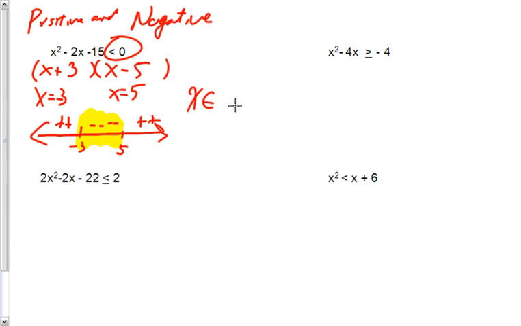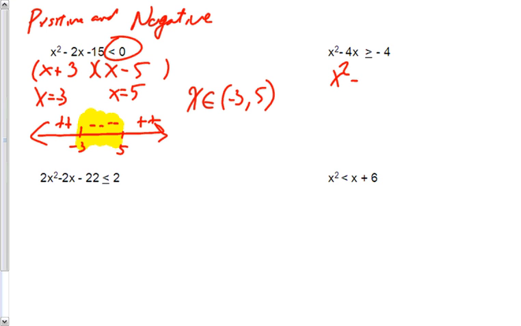So where's x got to be? This is where our interval notation comes in. Because it's not equal to, I can't be negative 3. So it's from negative 3 to 5, using parentheses. Alrighty, so perfect. Move on to the one on the right.